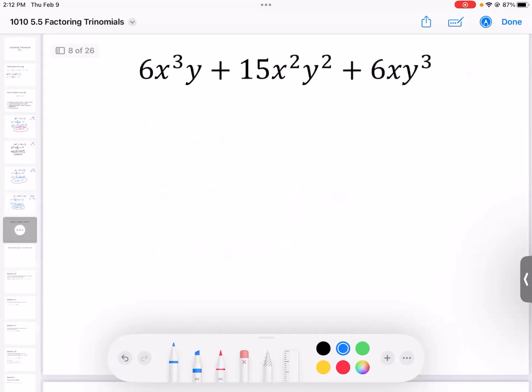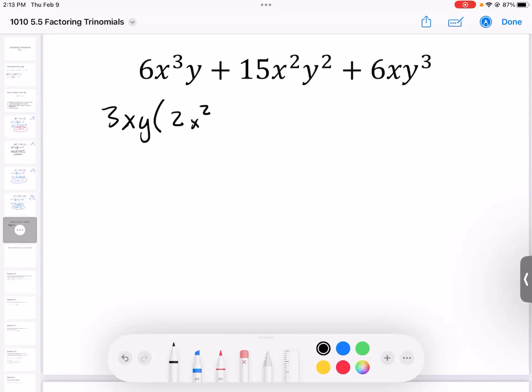You also might get some problems like this, where there's a greatest common factor that you can factor out before you do the trinomial factoring. Because remember, the easiest type of factoring is reverse distributing, where you just pull a single term out of every term. And so in this case, since we have a 3 in common and an x in common and a y in common, we can simplify this problem by factoring out 3xy. And when I do that, 6 divided by 3 is 2. x cubed divided by x is x squared. And y divided by y is just, I mean, it's just 1.